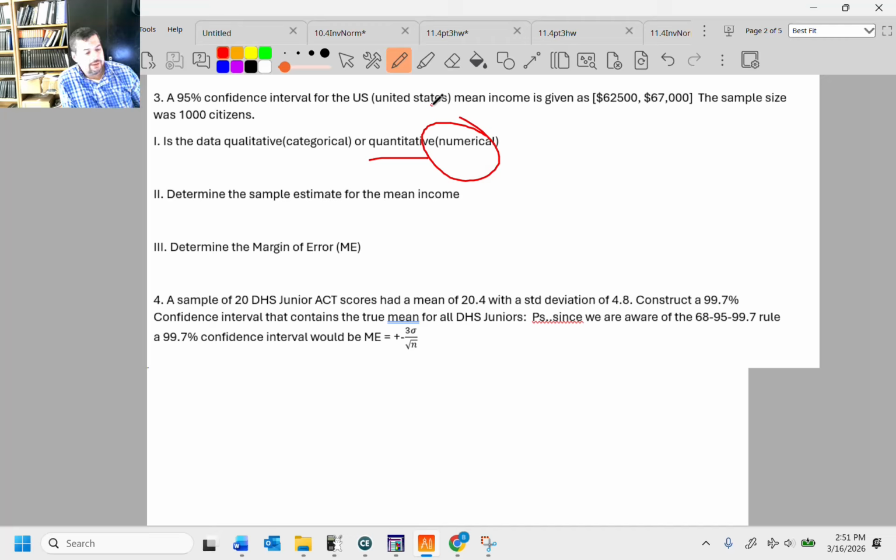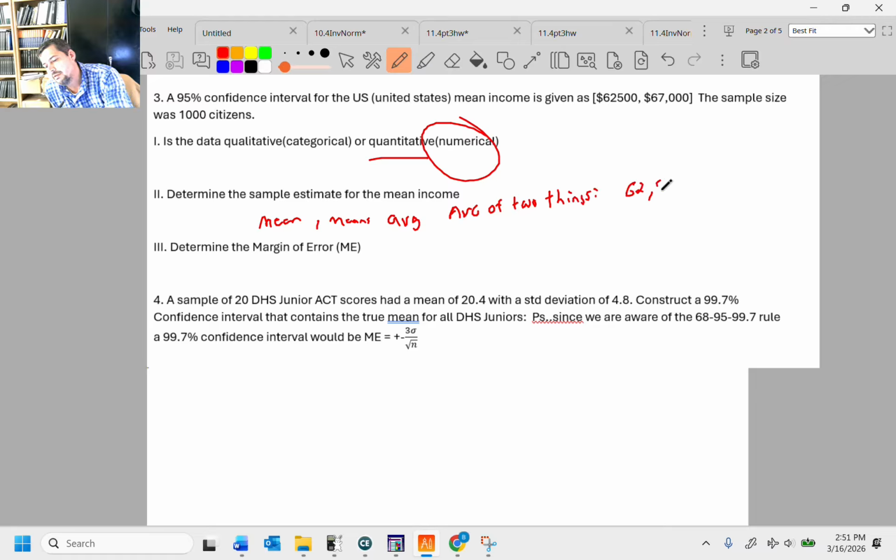Determine the sample estimate for the mean income. So I want to know what the average was. The mean means average, all right? And the average of two things happens when you add them together and divide them by 2. It's literally the number in the middle.